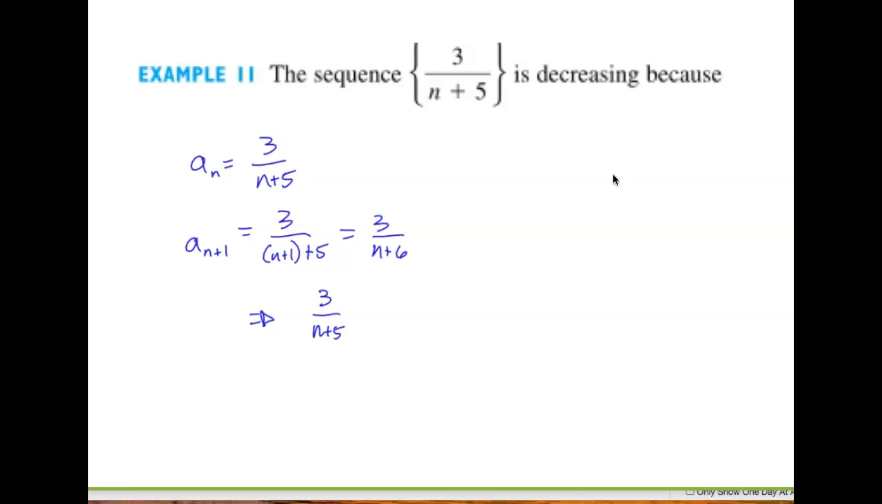How does 3 over n plus 5 compare to 3 over n plus 6? Which way should my inequality be going? Remember, n is a positive constant. Which way should the inequality go? Yeah, the smaller denominator will be the greater value. So now we've shown that a sub n is greater than a sub n plus 1 for all n greater than or equal to 1. Therefore, our sequence 3 over n plus 5 by the definition is decreasing, right?